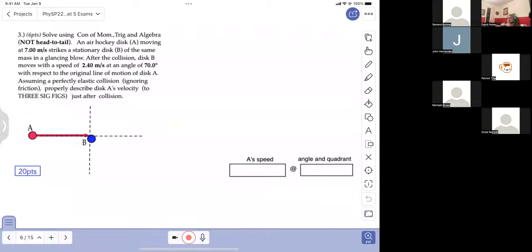Number three, once again, this time we're doing the shortcut, but with units, with numbers. And on the reference sheet, which is up now, I have all 31 reference sheets in the Facebook group, and I have PDFs of all 31 reference sheets.